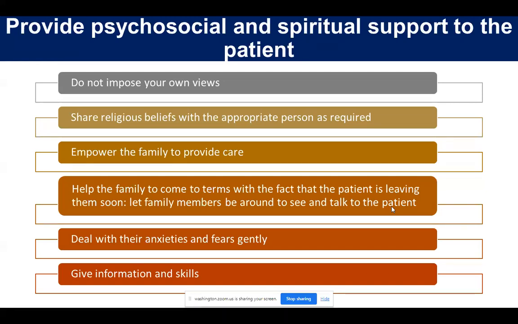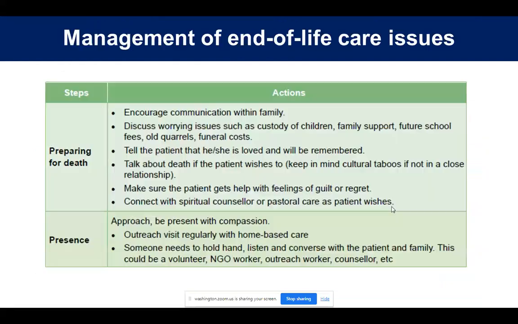Empower the family to provide care. Always counsel the family to provide good care to the patient so that he or she goes comfortably. Help the family to come to terms with the fact that the patient is leaving them soon. Let the family members be around to see and talk. Don't tell them to just go away because they will give him infection. Instead, sanitize the attendants and caregivers, and tell them to talk to the patient. Deal with their anxieties and fears. Give information and skills. Management of end-of-life care issues.